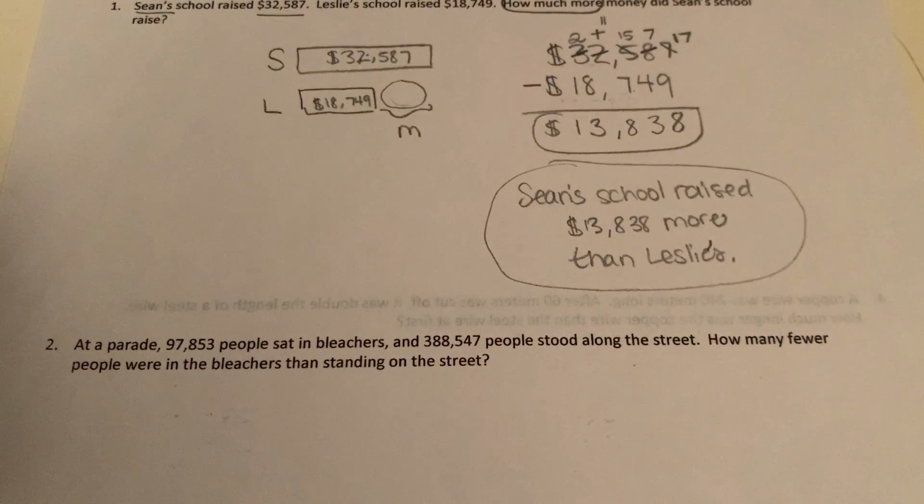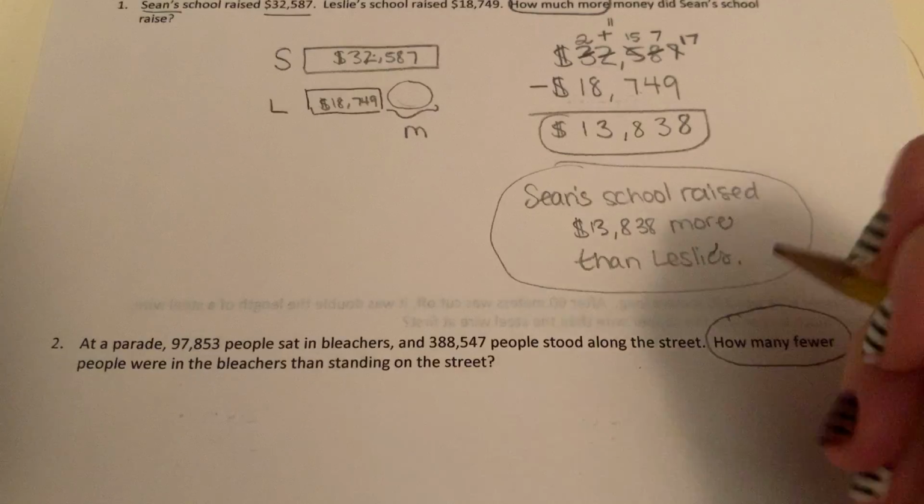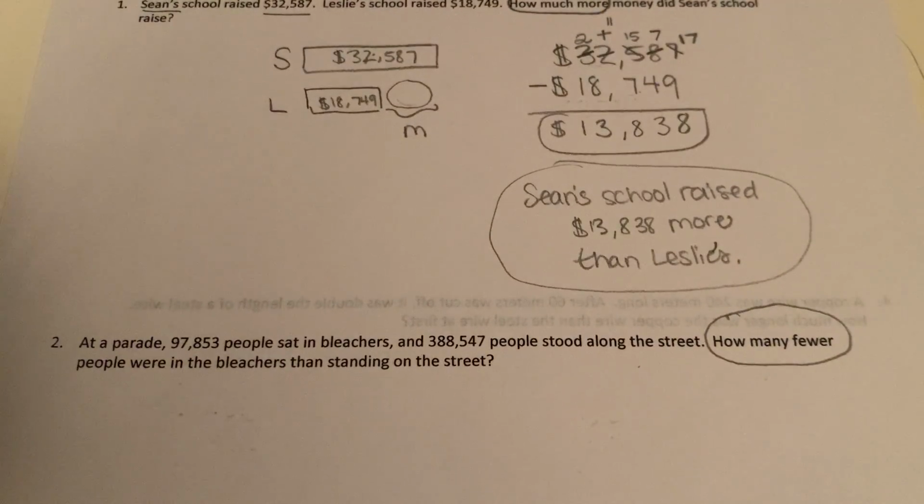At a parade, 97,853 people sat in bleachers, and 388,547 people stood along the street. How many fewer people were in the bleachers than standing on the street? How many fewer are the key words? Go ahead and solve that problem on your own.